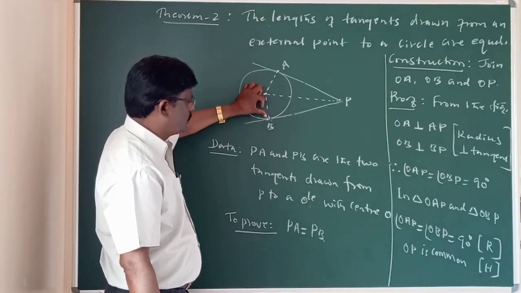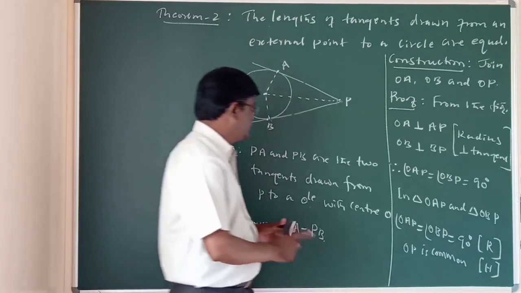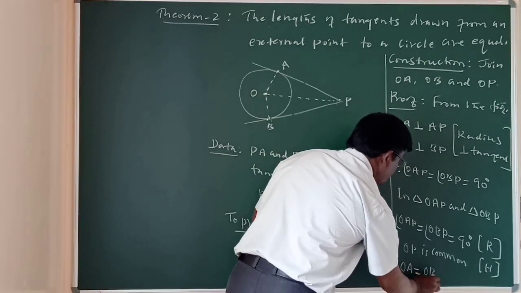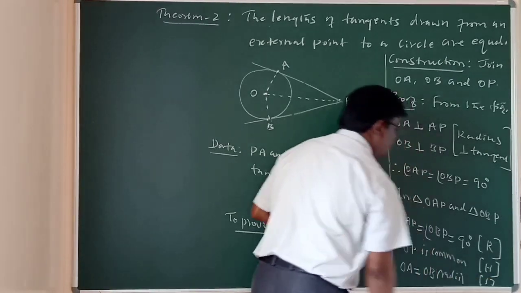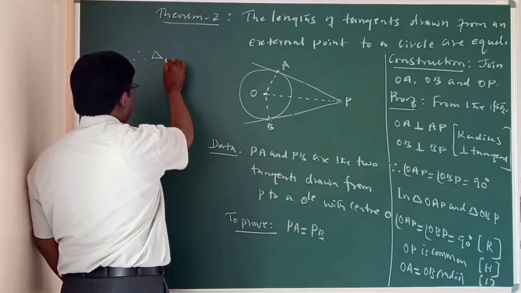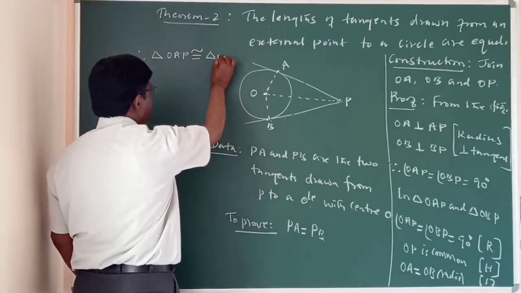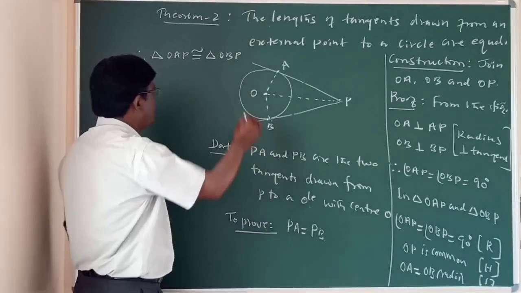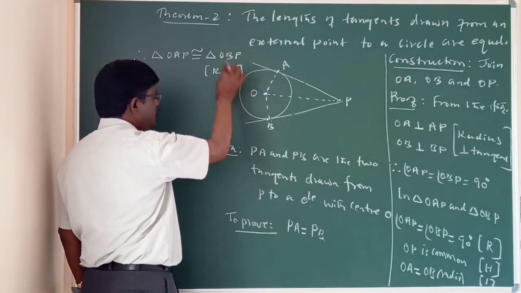What now? What about OA and OB? Are they equal? Yes, they are equal. Why? Radii. Hence OA equal to OB. What is the reason? Radii. Thus, triangle OAP congruent to triangle OBP. According to which postulate? RHS. Right angle, hypotenuse and side.